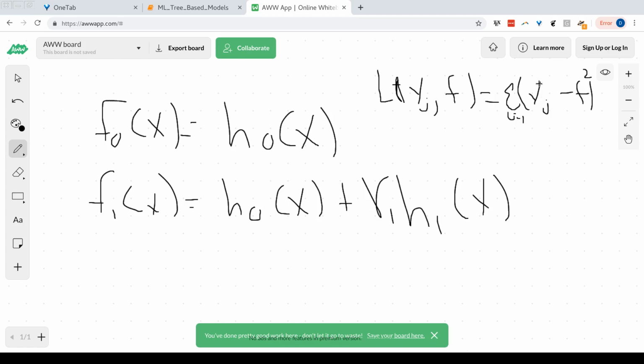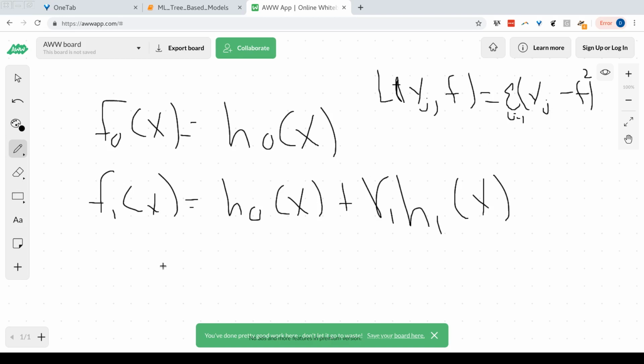Of course, our loss function is arbitrary. I could have used a different one, but just for illustrative purposes, we're going to assume a square loss at the moment. So we're going to train h of 1 on the derivative of our loss function with respect to the model. So let's actually compute this derivative of this loss function to see what these pseudo-residuals are. That's a weird name, pseudo-residuals.